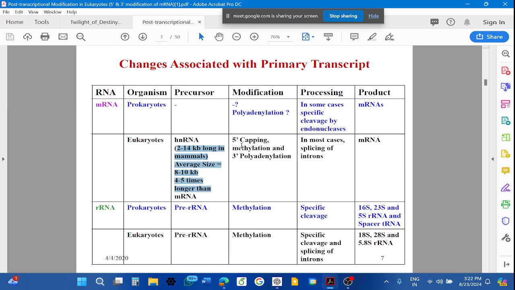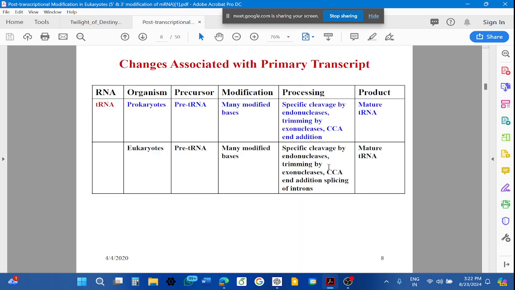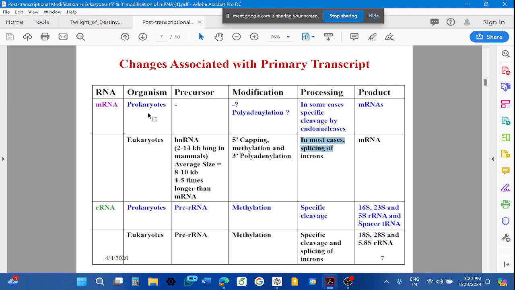And what are the modifications which take place? 5' capping, methylation and polyadenylation, and splicing of introns takes place. This is for messenger RNA. In ribosomal RNA in eukaryotes, the pre-rRNAs undergo methylation, specific cleavage and splicing of introns.